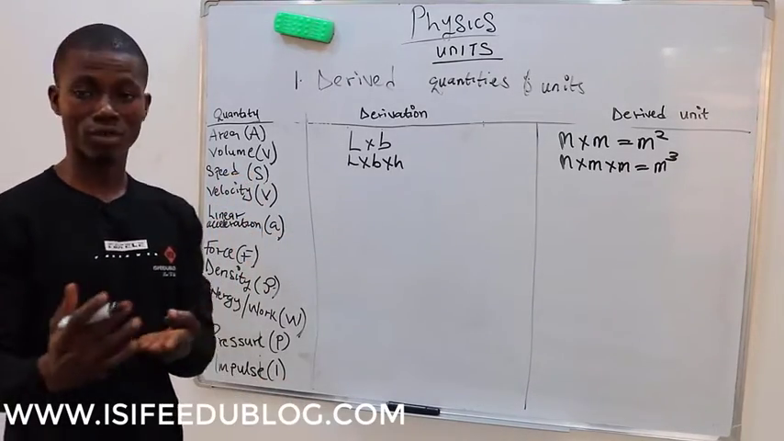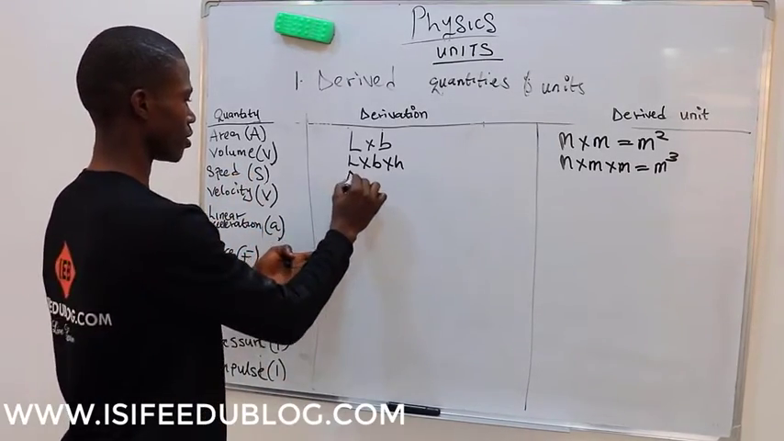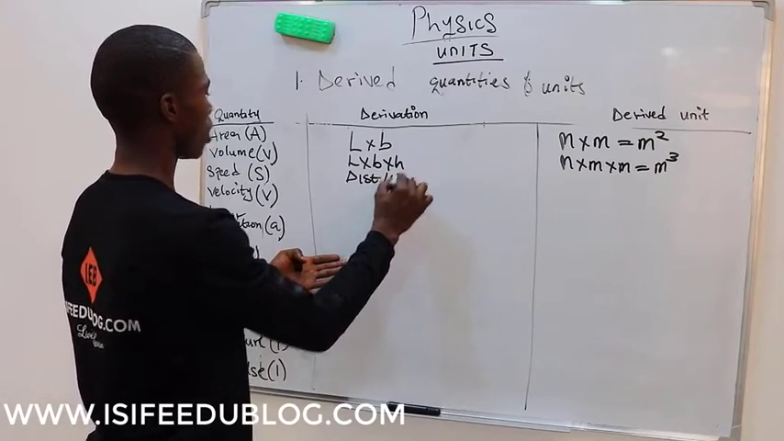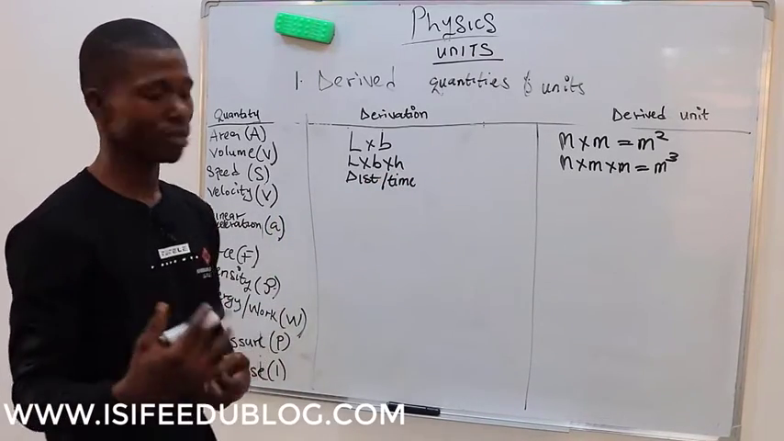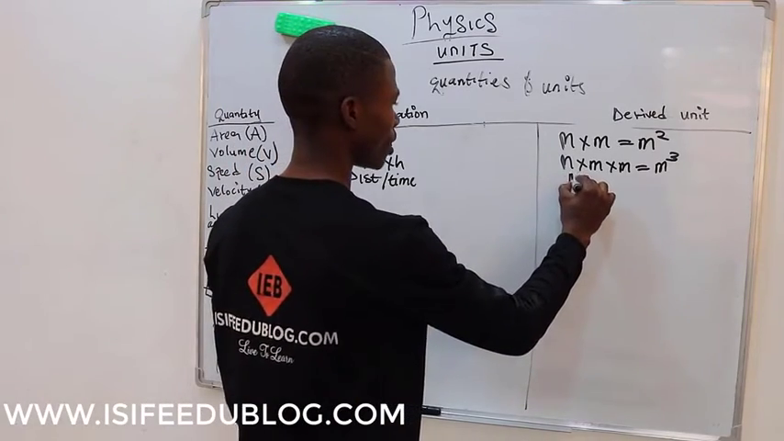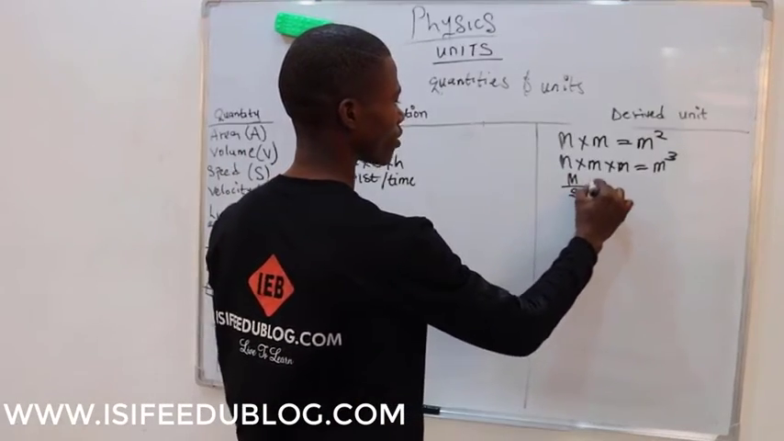Speed, which is distance over time. Distance is measured in meter. Time is measured in seconds, which is meter all over what? Second.